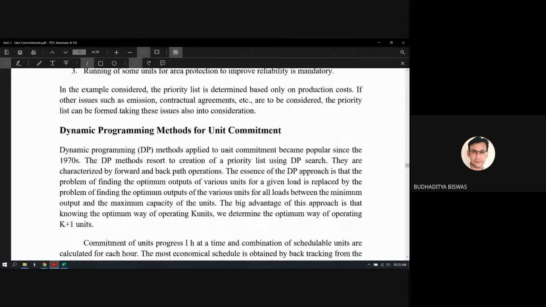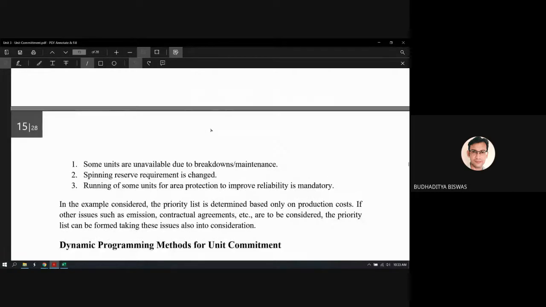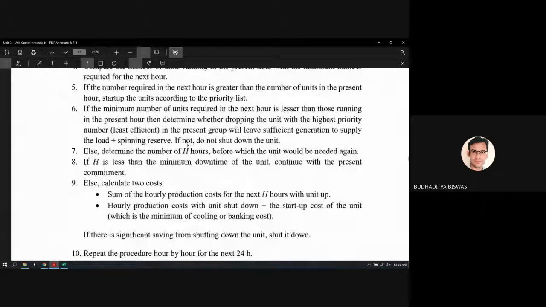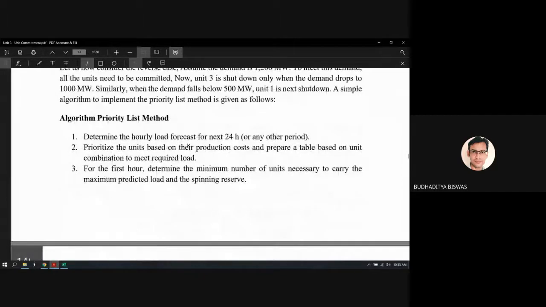So let's start with the dynamic programming method. Last day we talked about the solution methodology using the priority list method. But this method is applicable when the number of units is very small, like within 5 or maximum within 10. Then we can go for the priority list method.